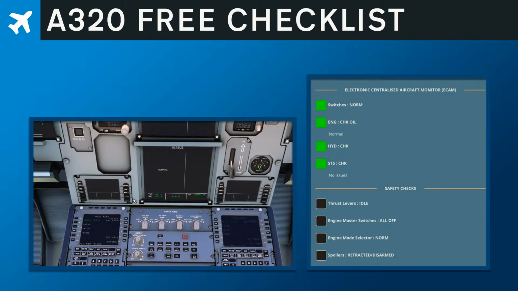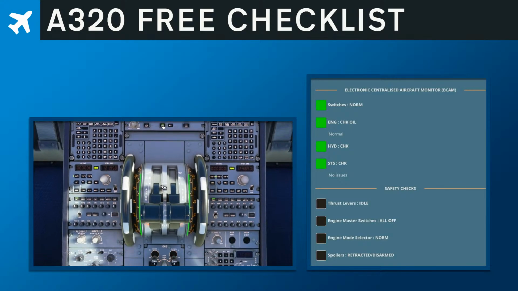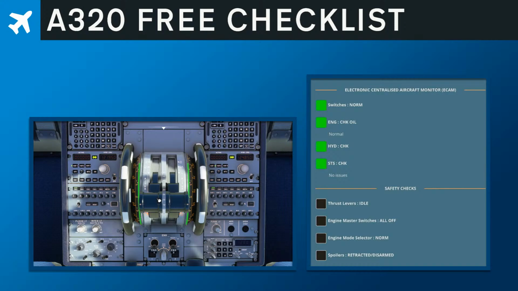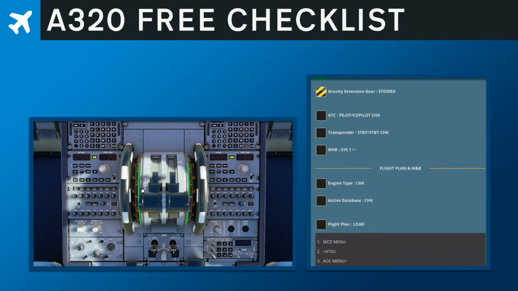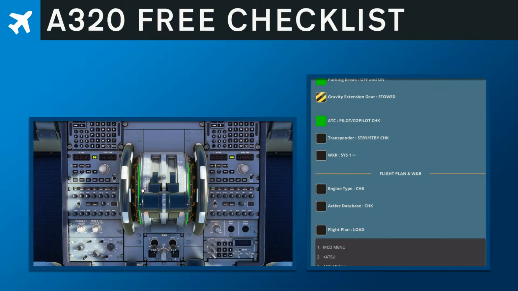Okay, so thrust levers are set idle. A lot of this we do a couple of times just to make sure that everything is done as expected. And engine master switches are all off, so check, because I guess it's quite easy to knock these things. And engine selectors are set to norm. Spoilers are retracted still and disarmed, and flaps are up. Parking brake is set on, as we know, and ATC ready to go.